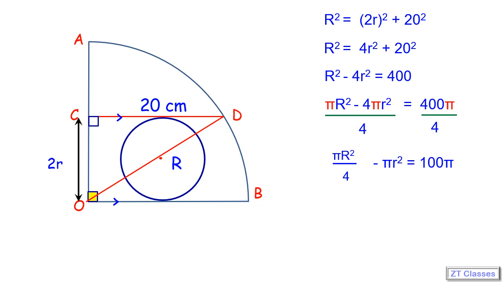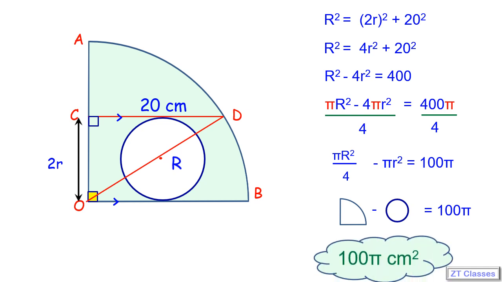Pi R square by 4 is nothing but 1/4 of the area of bigger circle, or area of quadrant, and pi r square is the area of the small circle. On subtracting them, we'll get the area of shaded region, which is 100 pi, and thus our answer is 100 pi centimeter square.